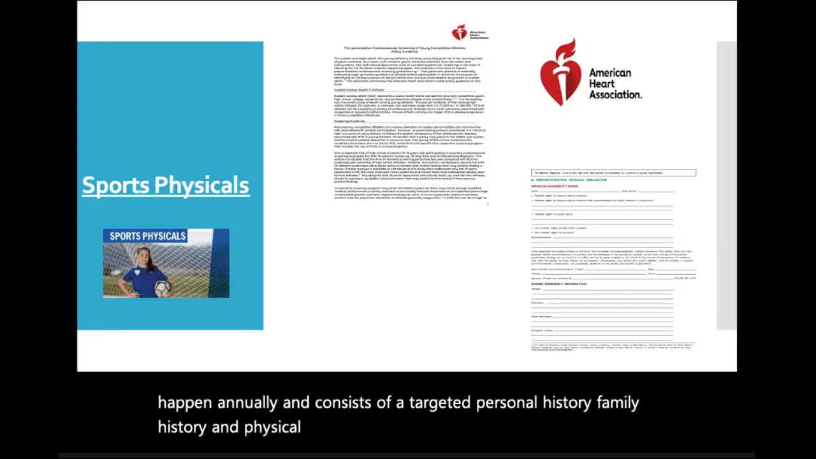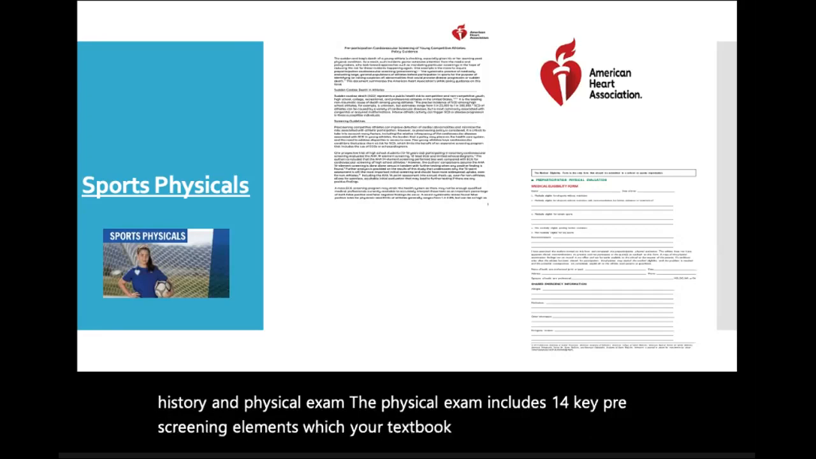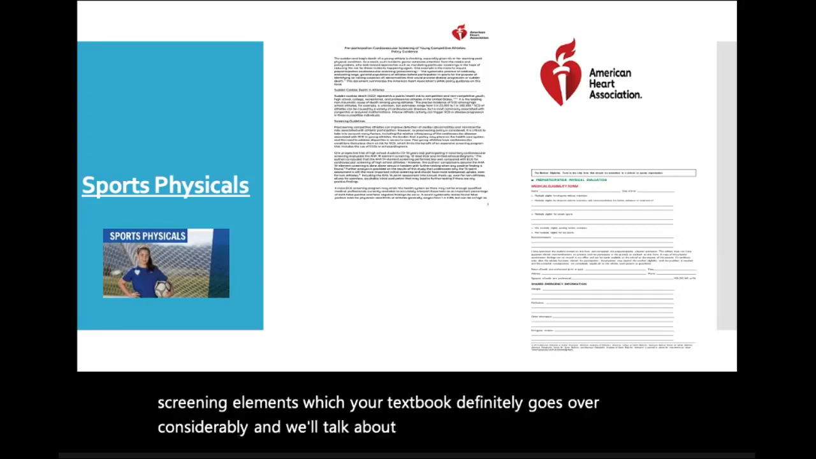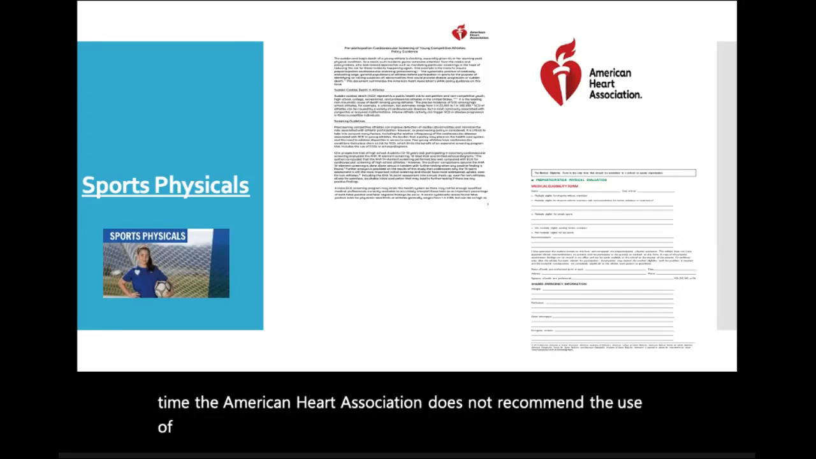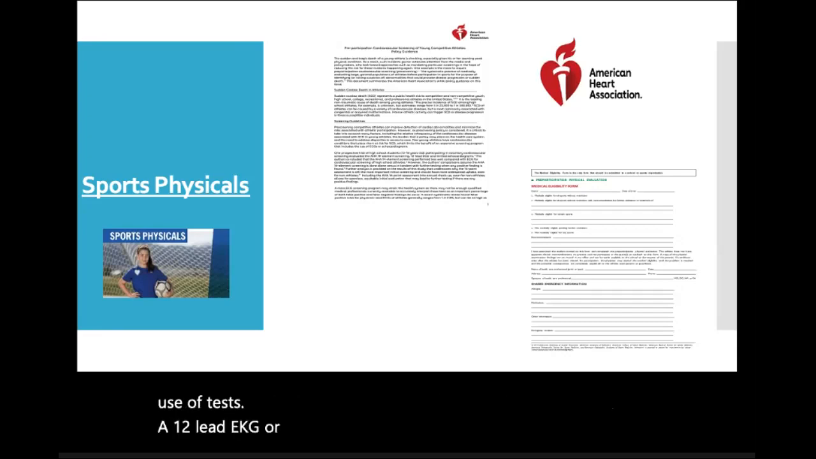The physical exam includes 14 key pre-screening elements, which your textbook definitely goes over considerably, and we'll talk about in the next few slides. At this time, the American Heart Association does not recommend the use of tests like a 12-lead EKG or echo in these particular pre-participation screening programs.